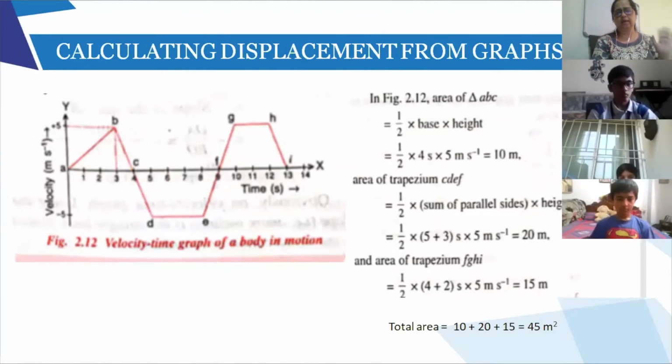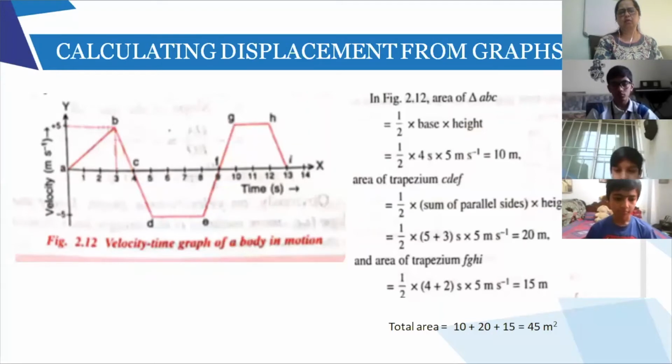That's all. Just calculate. You will have different shapes. Just calculate the area of each shape and add the areas. This is a very good example, always asked in the exam. They give you a graph and tell you to find the distance covered by the body throughout the motion. So this is how you find it. Is this clear to everyone?